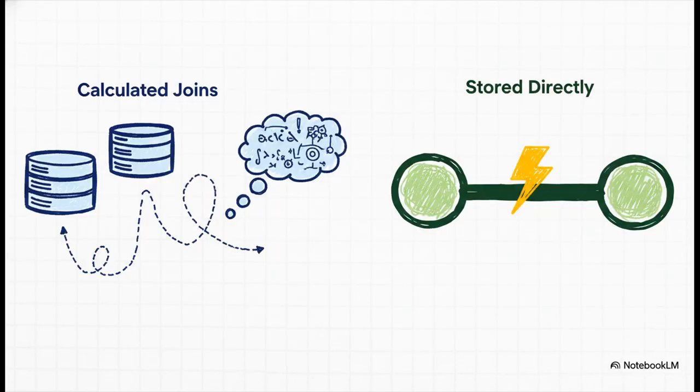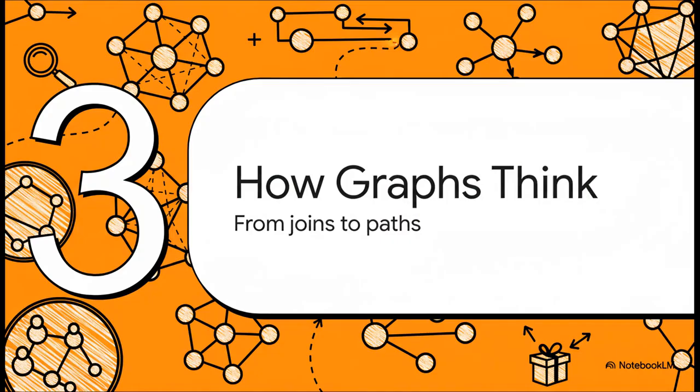So here's the absolute key takeaway. Instead of calculating a connection with one of those expensive joins, a graph database stores that connection physically. It's not a calculation, it's a fact that's already saved, almost like a direct pointer from one thing to another. This, right here, is the fundamental superpower of a graph. And that brings us to our third section, how graphs think. Let's really see how this superpower turns into unbelievable speed and clarity when you start asking really complex questions.